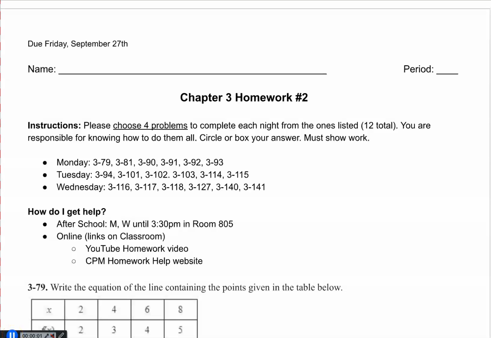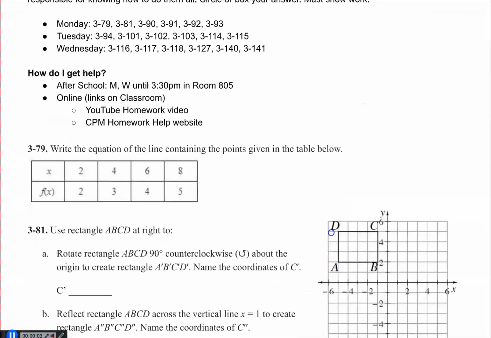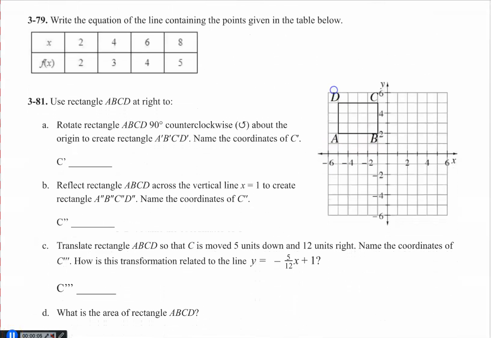Alright, this is Chapter 3, Homework 2. Let's start with 3-79. Write an equation of the line containing the points below in the table. So we need to find the zero term and the slope, and use y equals mx plus b.